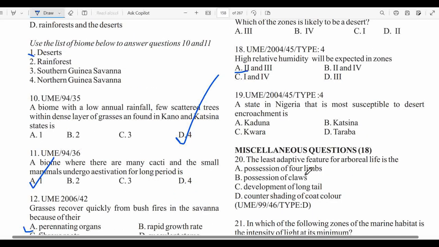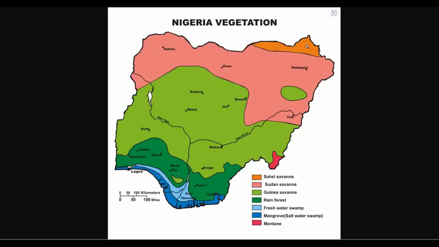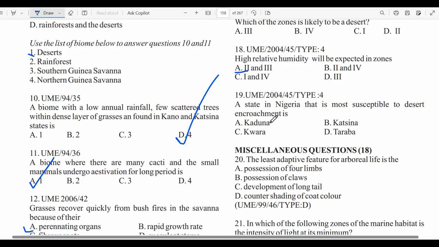Question 19. A state in Nigeria that is most likely susceptible to desert encroachment is, that would be the Sahel. And which of them represents the Sahel that is most prone to desert encroachment? Let's look again at the map. So you have Borno on the side, you have Lake Chad outside this Nigeria map. Now let's go back to the question. Katsina State falls in the Sahel, some part of Katsina, which is very susceptible to desert encroachment. The answer to that question would be B. Question 20, which is where we're going to stop today.